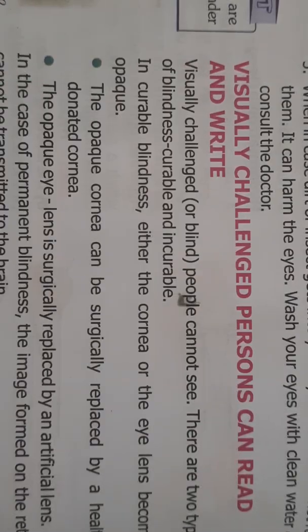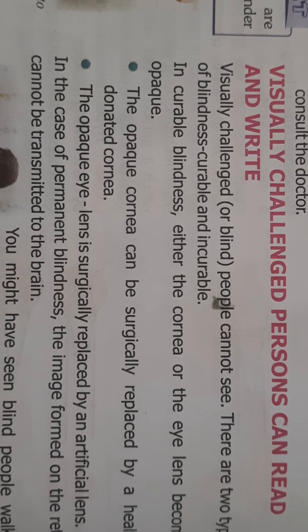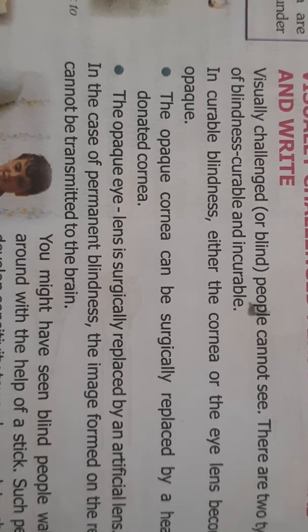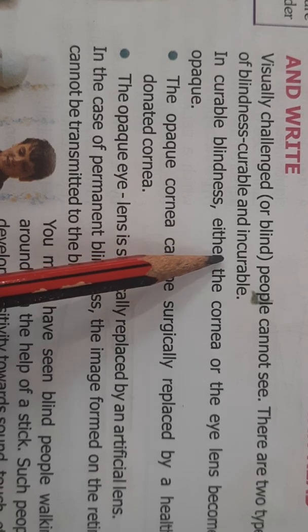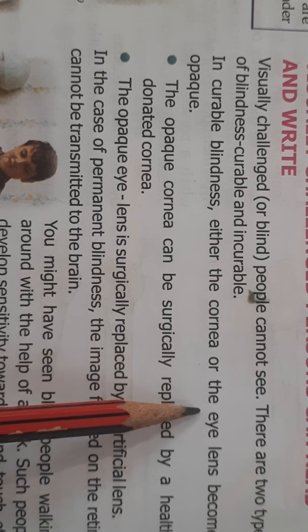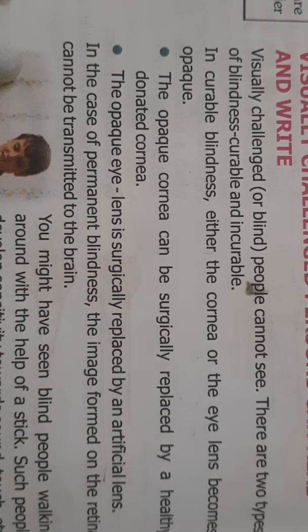Now we come to visually challenged persons. The visually challenged or the blind people, as you all know, cannot see. Now there are two types of blindness. One is curable and the other one is incurable. In curable blindness, either the cornea or the eye lens becomes opaque. Okay? The opaque cornea can be replaced surgically by a healthy donated cornea, or the opaque eye lens is surgically replaced by an artificial lens. So this is curable blindness.